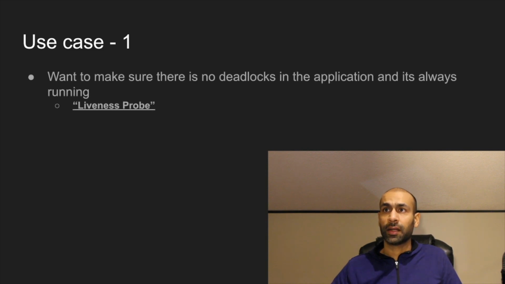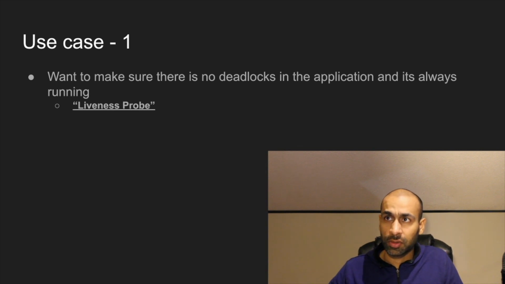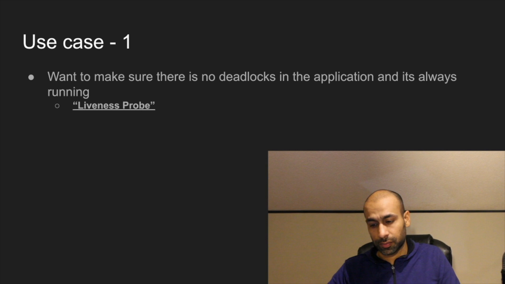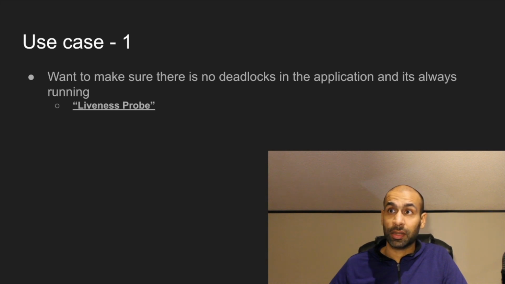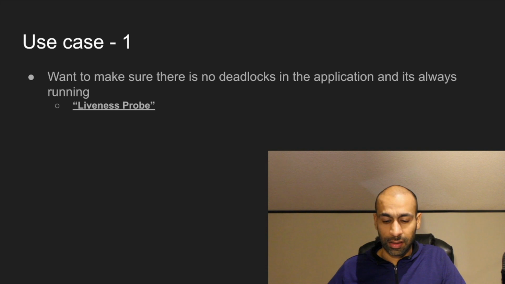Let's look at some use cases to understand when we need to use what type of probe. Use case 1 is we want to make sure that there are no deadlocks in the application and it's always running. In these cases we would use the liveness probe, right? Because all the readiness probe would do is make sure that traffic does not come in, but the container that is serving would not be restarted in that case. So the liveness probe needs to be used in these cases.